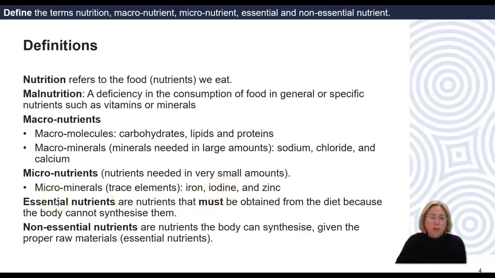Essential nutrients are nutrients that must be obtained from the diet because the body can't actually make them. And non-essential nutrients are nutrients the body can synthesize if it is given the proper raw materials. So the body can assemble these non-essential nutrients if it has the essential nutrients as the building blocks.